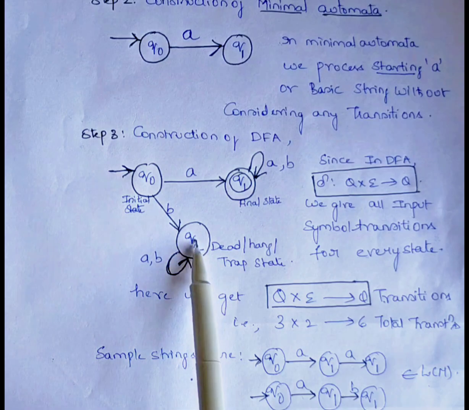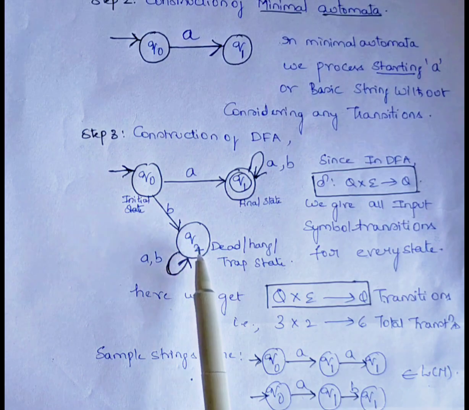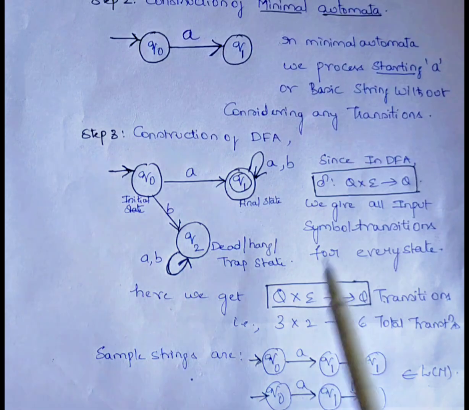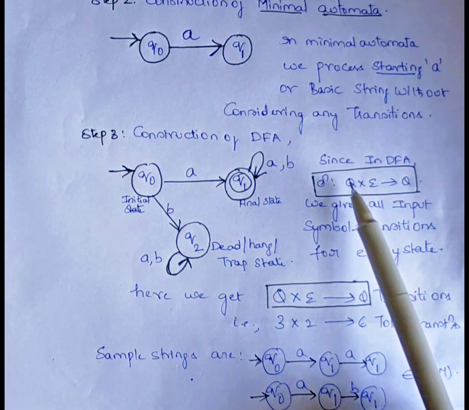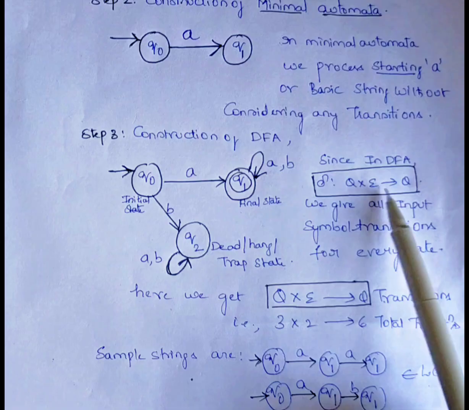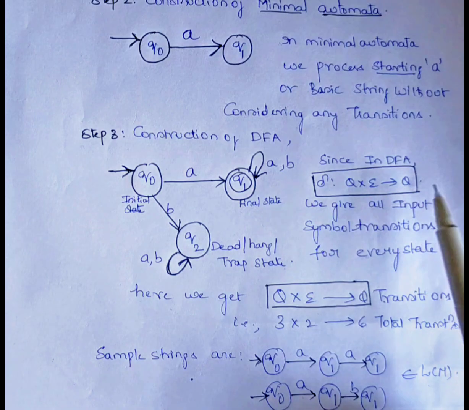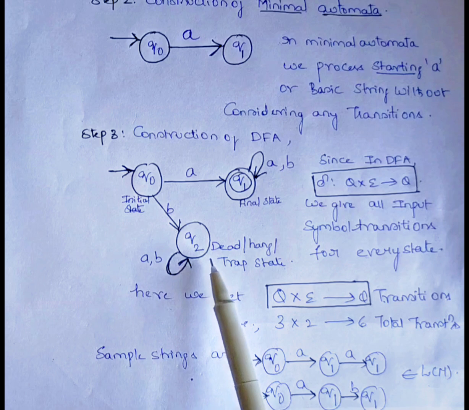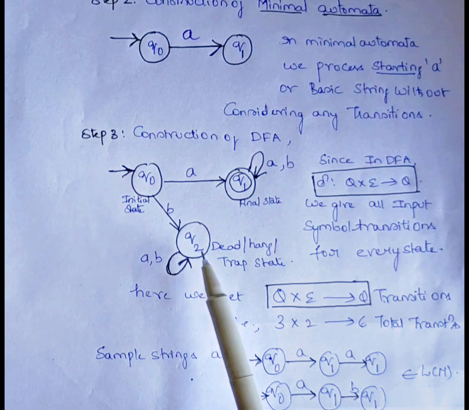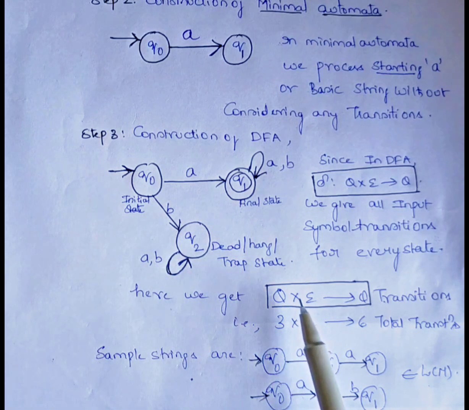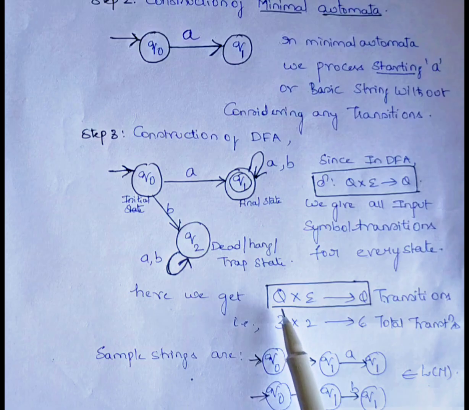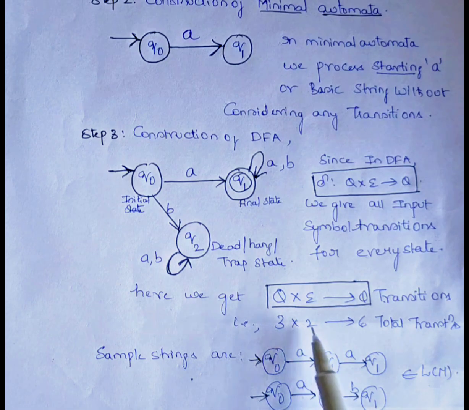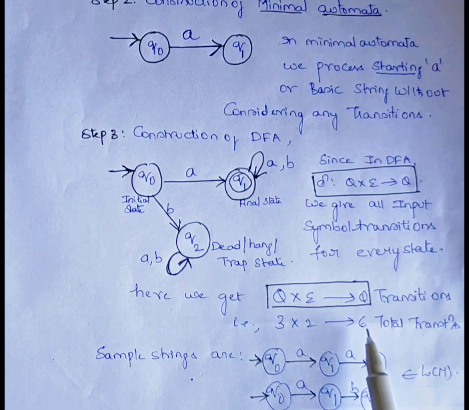Similarly, Q2, though it is a dead state or a hang state, should be defined with A and B transitions. Since it is a DFA, for every state on each input, we have to define a transition. So Q2 upon reading either A or B will remain in the same dead state. Thus, in the DFA, we'll be getting the total number of transitions as Q cross sigma derives Q, which is 3 states on 2 inputs, a total of 6 transitions.